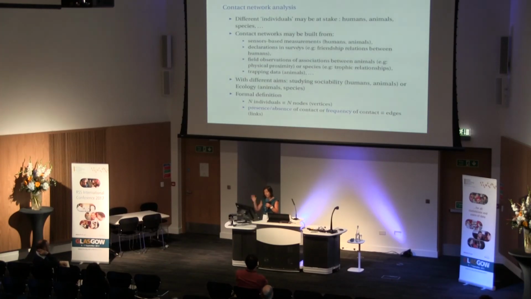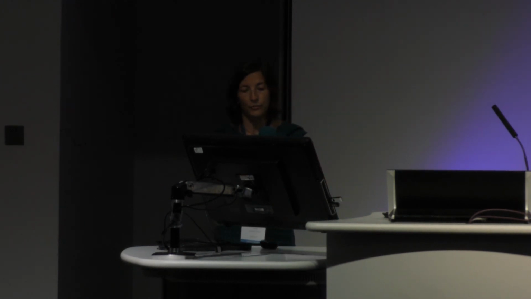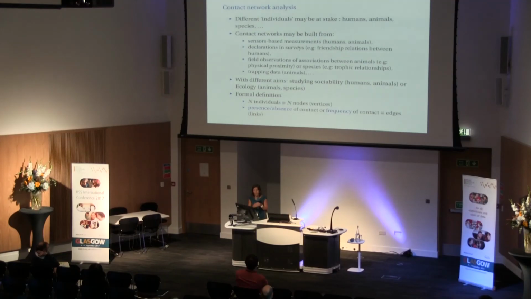So there are a lot of different data, and I want a model that fits all of this kind of data. There are different aims behind this work. One of the main aims here is to study sociability. This can be between humans or animals. And there are also ecology questions when I work on animals or species.